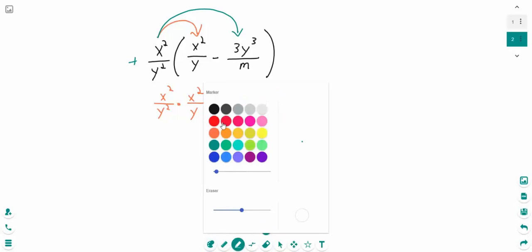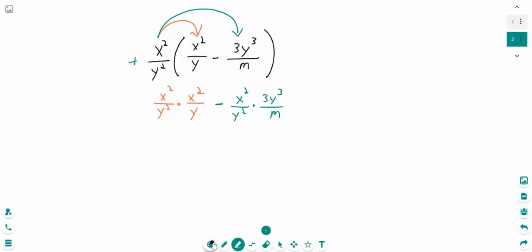Now we can multiply this out. So if I have x squared over y squared times x squared over y, we can just multiply the numerator. So what's an x squared times an x squared? When we're multiplying like variables, we add the exponents. So it's x to the fourth, right? And then over what's y squared times y? Well, that's y to the third. And then we have our minus sign. And now we have an x squared times 3y to the third.